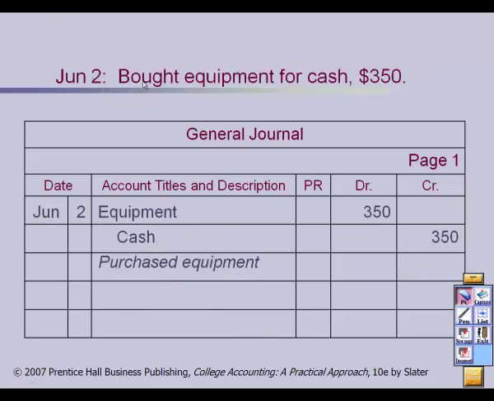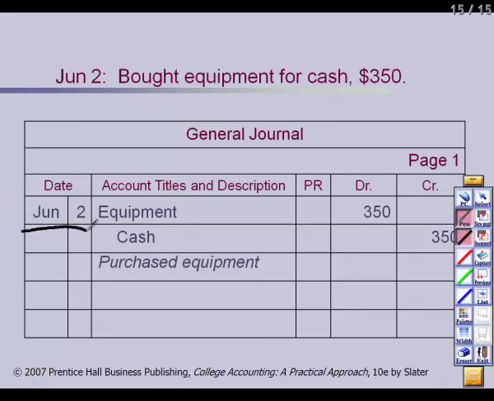Here on June 2nd, you bought equipment for cash for $350. So for the date, you will put that it was recorded on June 2nd. You bought equipment. So now you have to analyze again what two accounts are affected. If you bought equipment, then your equipment account is being affected. Your equipment is increasing. Therefore, it will be first. You will record this one on the debit for $350.